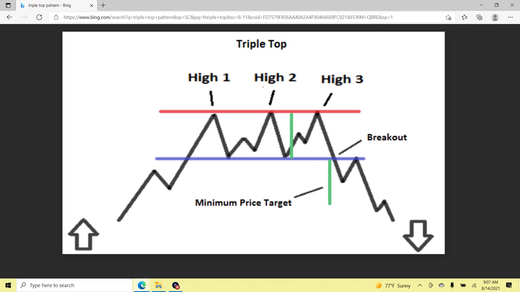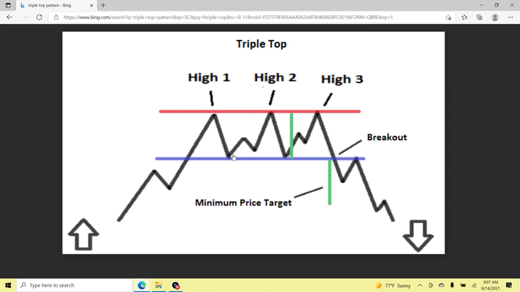Today I wanted to make a quick video to talk to you about the triple top pattern. The triple top is a reversal pattern. Generally the stock is in an uptrend, and it comes in and it makes a high.